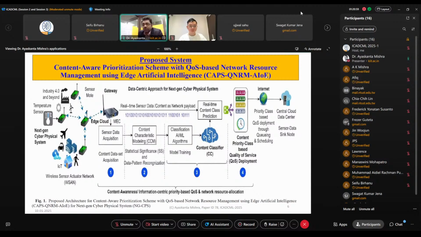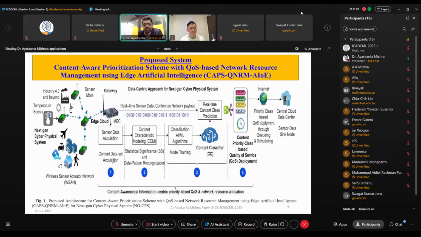What we propose will be facilitated with an edge cloud kind of environment, where all the data from the wireless sensor and actuator networks, a typical IoT kind of scenario, will be collected at the edge, and machine learning will be deployed in order to classify the data into varying levels of criticality based on the information or the features existing in the sensor data.